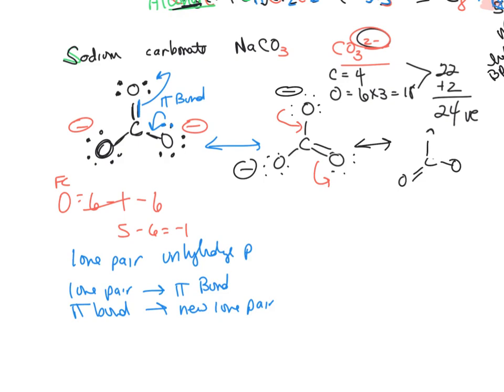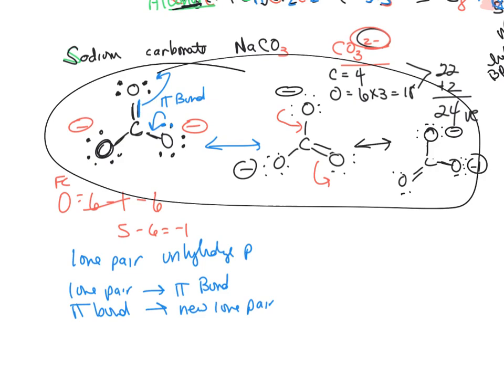Okay, so now all three of these. Each oxygen gets a double bond, and the actual Lewis structure is a hybrid of one of these. And that's why you have resonance structures. You'll notice that the carbon and oxygen are sp2 hybridized. Okay, so let's look at that.